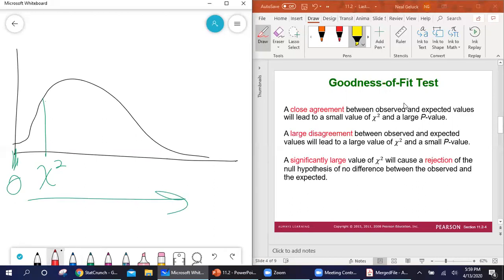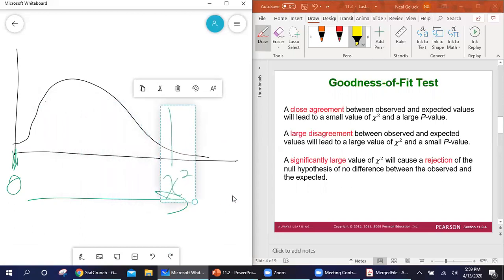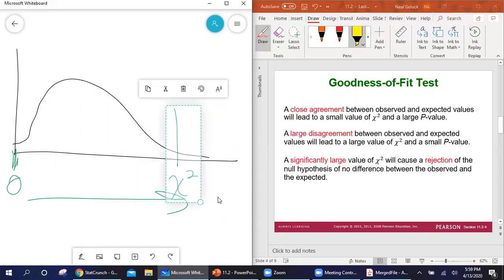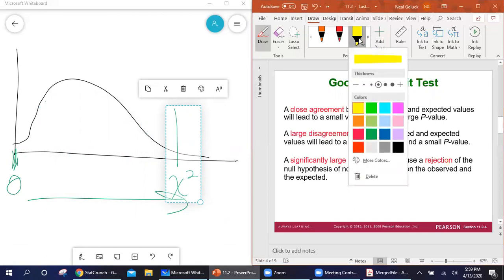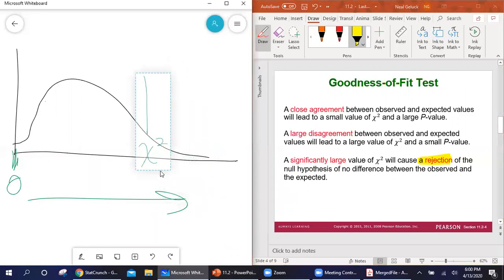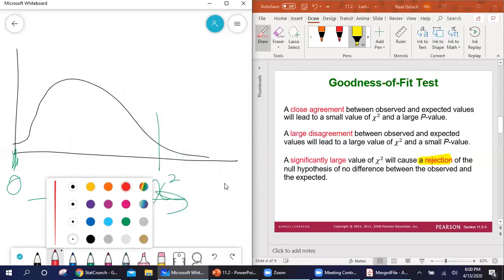If there's a large disagreement, then that chi-square value is going to be way over here somewhere. Remember, off in the tails are where the weird things happen. So if we get something way off in the tails, we're talking about something that's weird. Weird means reject. Remember that weird always means reject. So if it's significantly large, we'll reject. So basically, here's what we're going to do. We're going to do a bunch of calculation to figure out the chi-square value. We're going to compare that chi-square value to a critical value.